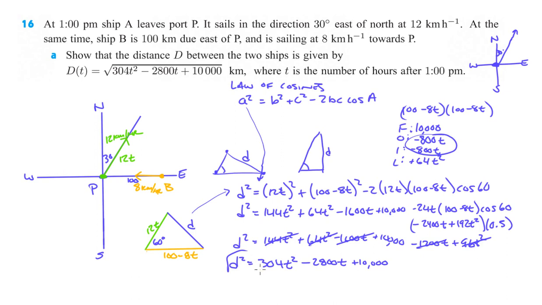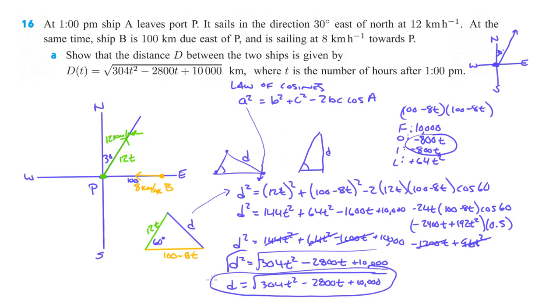So if we square root both sides, d equals the square root of 304 t squared minus 2800t plus 10,000, which I'm going to look back up here and pray that it's the same thing as that. And look, there it is, 304 t squared minus 2800t, and so forth. So we got that part of 16. So we showed that that's where that came from.